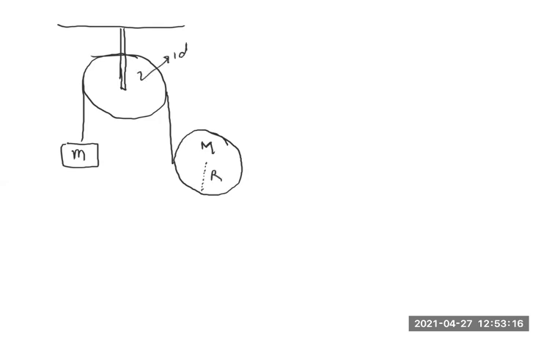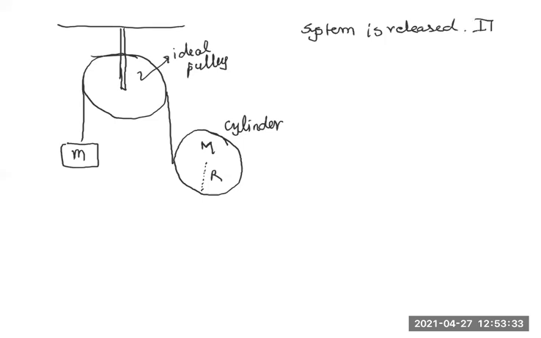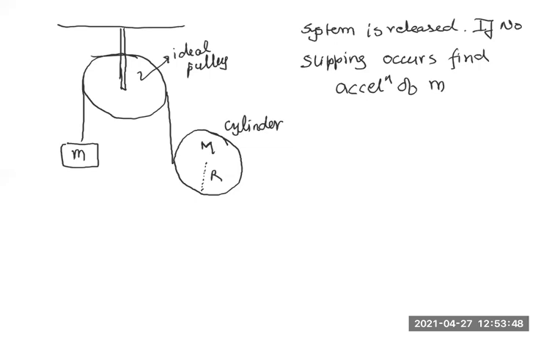This is an ideal pulley. This is a cylinder. System is used if no slipping occurs. Find acceleration of M. Okay. To start you off. हाँ मेरी आवाज आ रही है ना क्लियर?